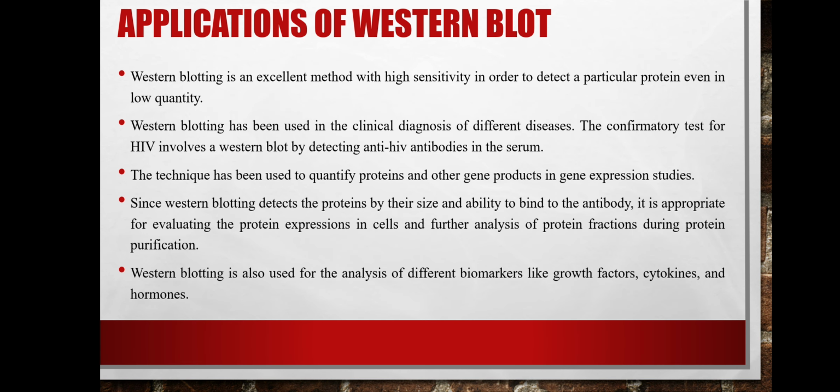Next, what are the applications? Western blotting is an excellent method with high sensitivity, able to detect a particular protein even when it is present in very low quantity or low concentration. So it has been used in clinical diagnosis for different diseases. It is a confirmatory test for HIV, and is used to quantify protein or other gene products. It detects proteins by their size and ability to bind antibody. So it is appropriate for evaluating protein expression in cells and for further analysis of protein fractions during protein purification.